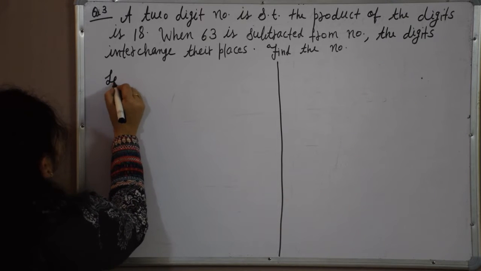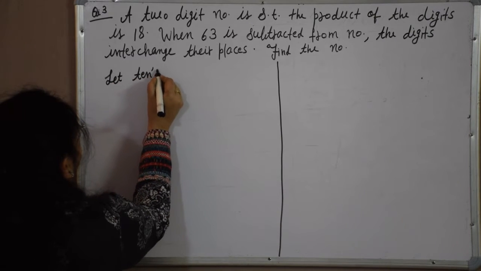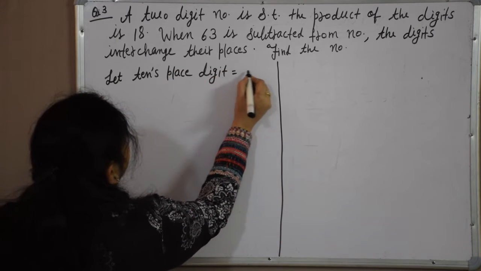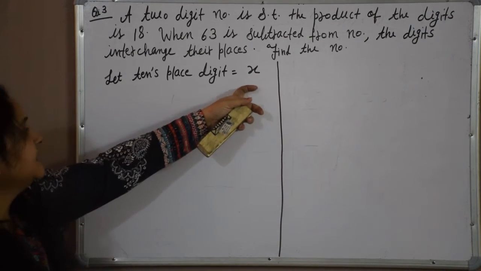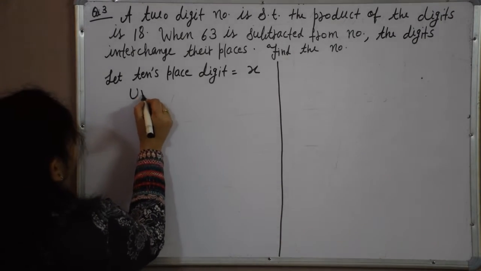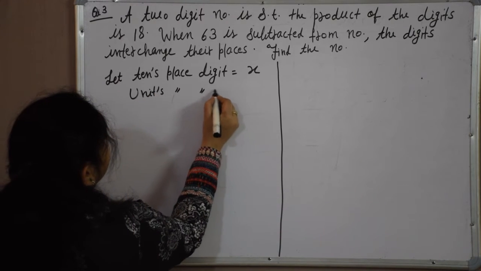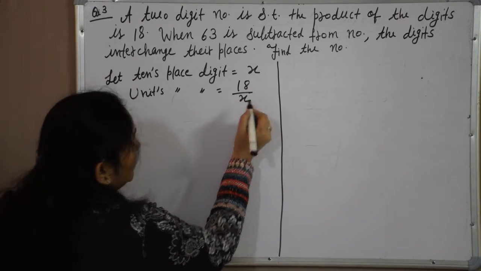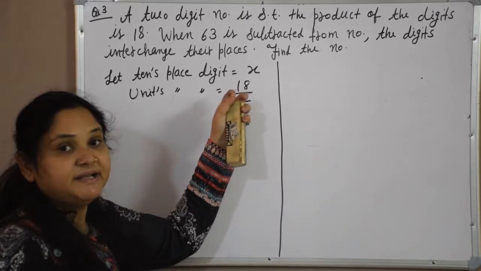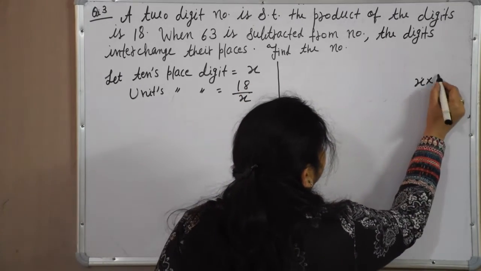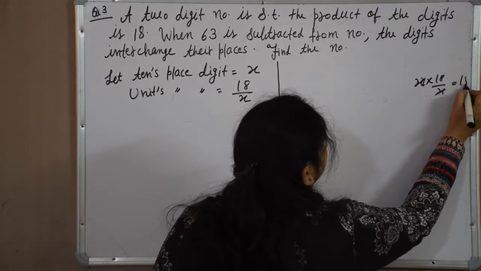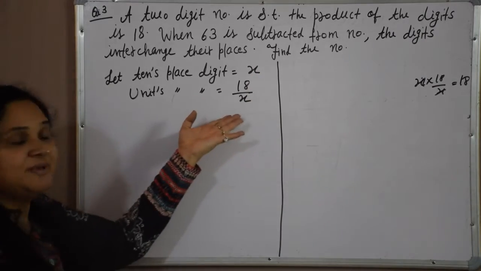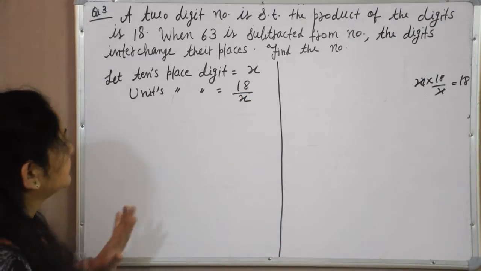Let the tens place digit be x. So what will be our units place digit? Here it will be 18 by x, because their product was given as 18. Whenever we multiply x into 18 by x, we get 18. So their product becomes 18. So if the number at the tens place is x, the units place will automatically be 18 by x.